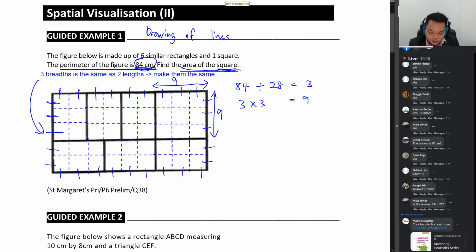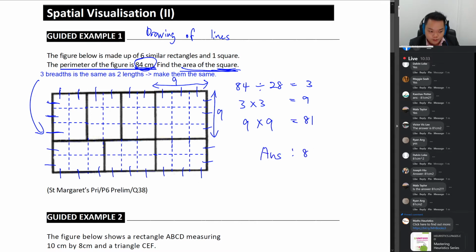Then the area of this large square will just be 9 times 9 to give you 81. So the answer here will be 81 cm squared.